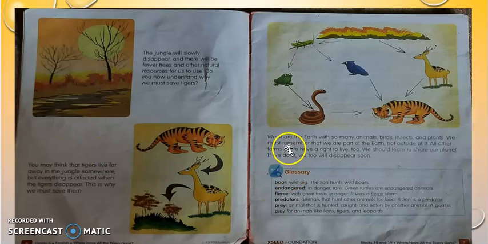So we need to remember that we share the earth with so many animals, birds, insects, and plants. We must remember that we are part of the earth, not outside of it. All other forms of life have a right to live too. We should learn to share our planet. If we don't, we too will disappear soon. So the author concludes by telling us that we need to share our planet.